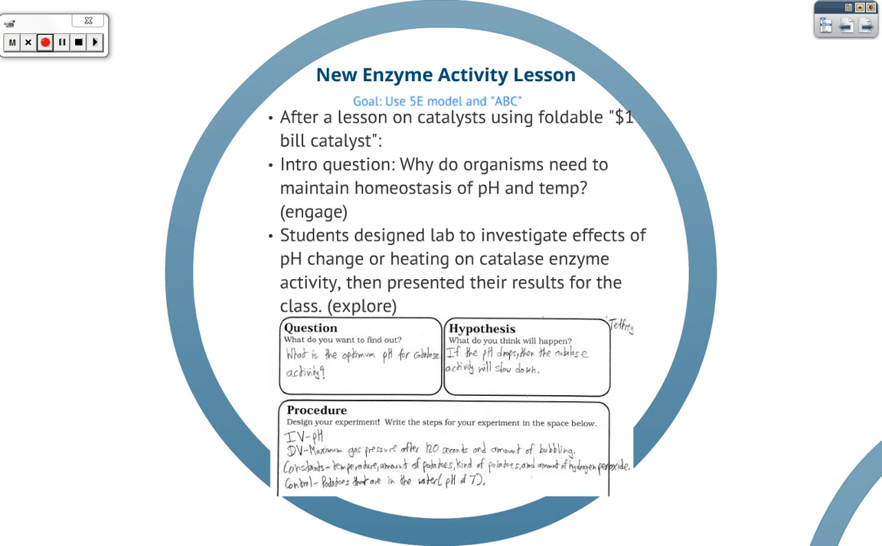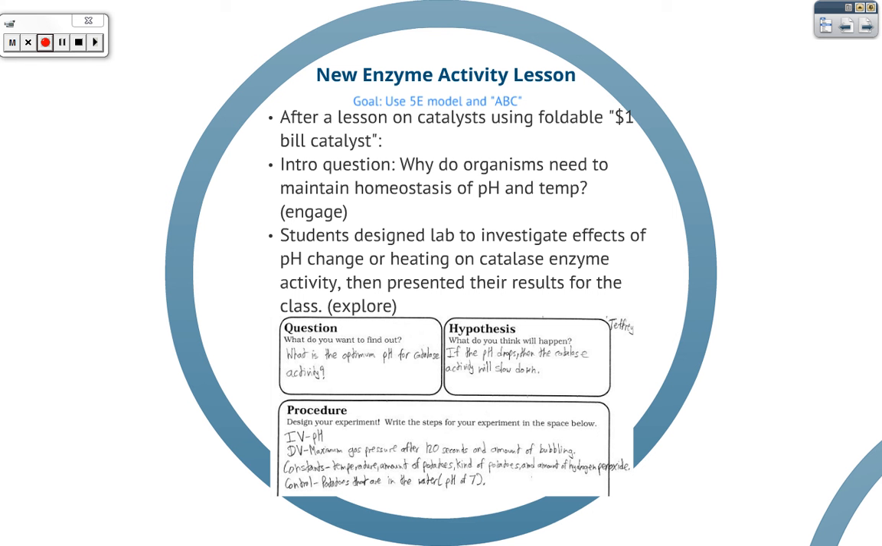In a new lab, my goal was to use the 5E model and the activity before content strategies to teach about enzyme activity. We first started with a lesson using a foldable $1 bill catalyst, where as I taught about catalysts, kids had to perform a hands-on activity and then relate everything we did to their hands-on activity. The next day, I posed the question about why do organisms need to maintain homeostasis of pH and temperature. This was to engage them in the lesson.